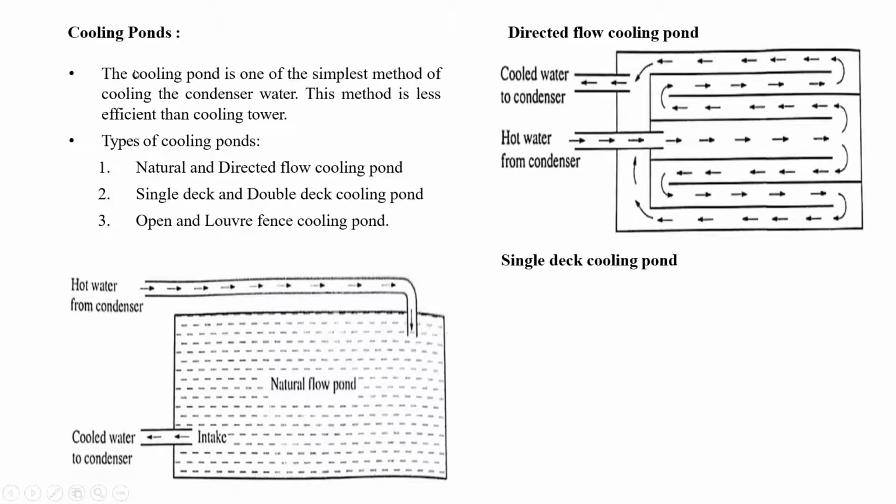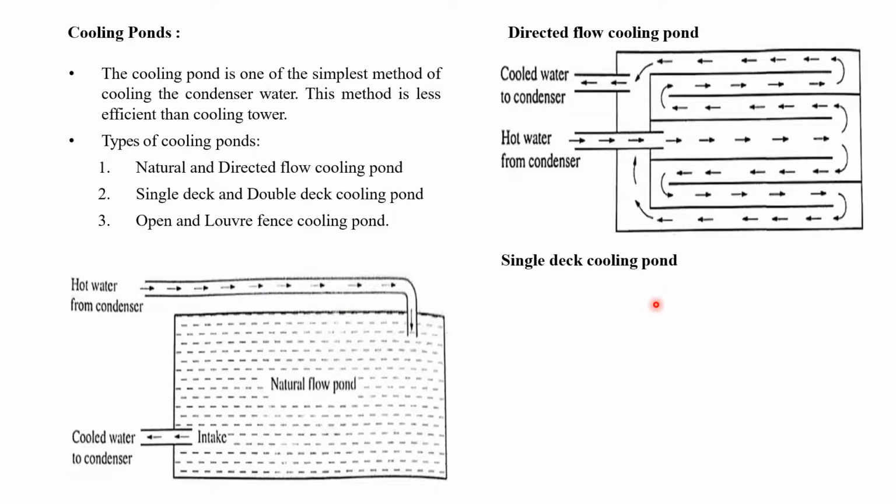In the direct flow cooling pond, you can see cold water to the condenser, and hot water coming from the condenser here. So hot water coming from the condenser is flowing like this, coming in this way and going upward in the upward pass. And again, there are two passes. You can see a number of passes. When they go through the number of passes, they get cooled. Hence it's called a directed flow cooling pond. So while passing through the number of stages, the hot water gets cooled, and that cooled water is taken to the condenser this way.